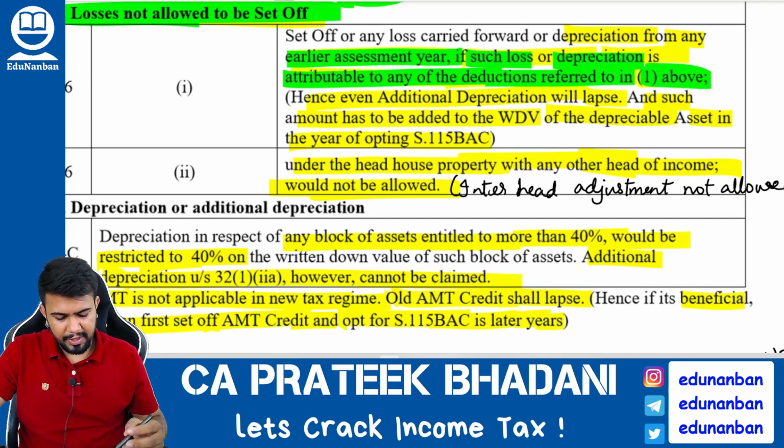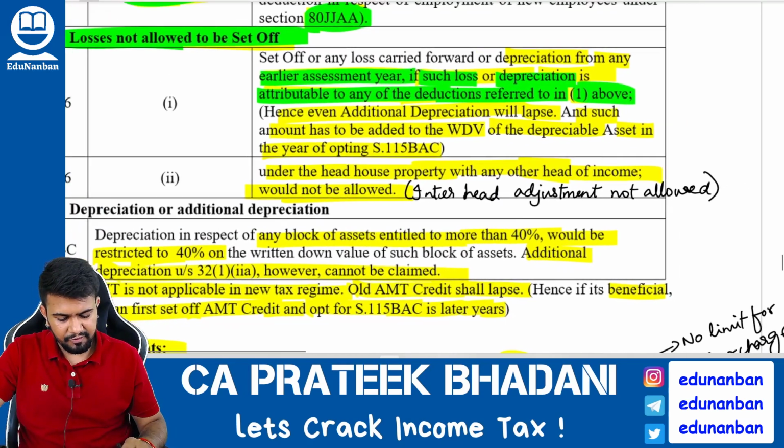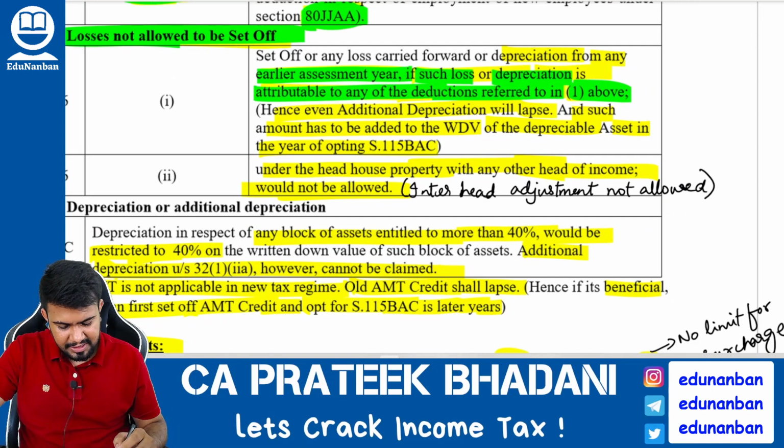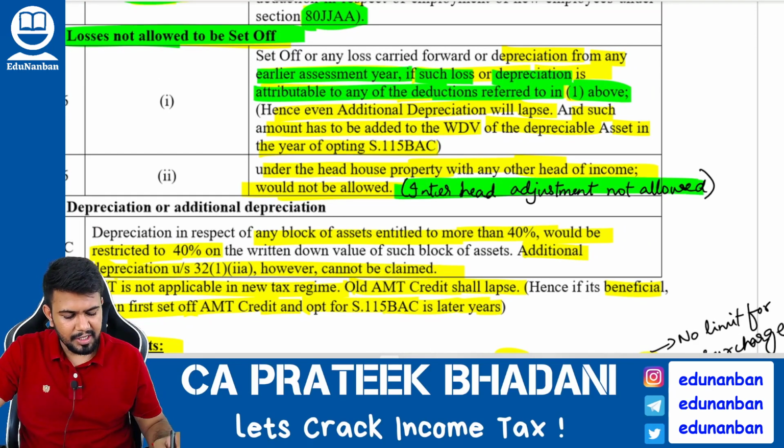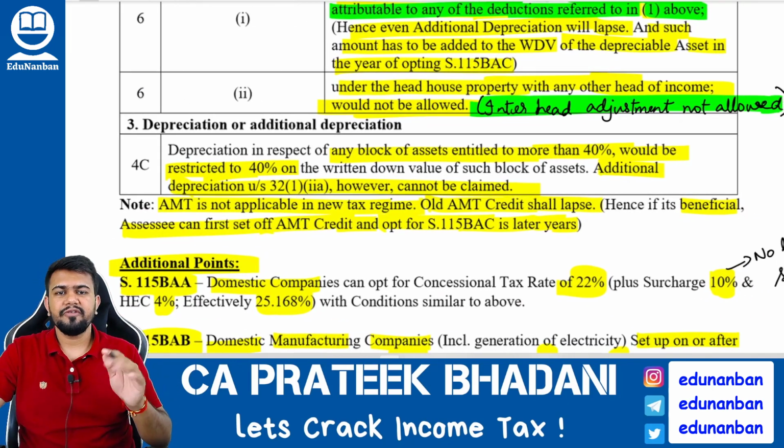Next, one more point in set off and carry forward of losses is that inter-head adjustment of house property loss will not be allowed under section 115BAC. Only intra-head adjustment can be done, inter-head adjustment cannot be done for loss of house property.